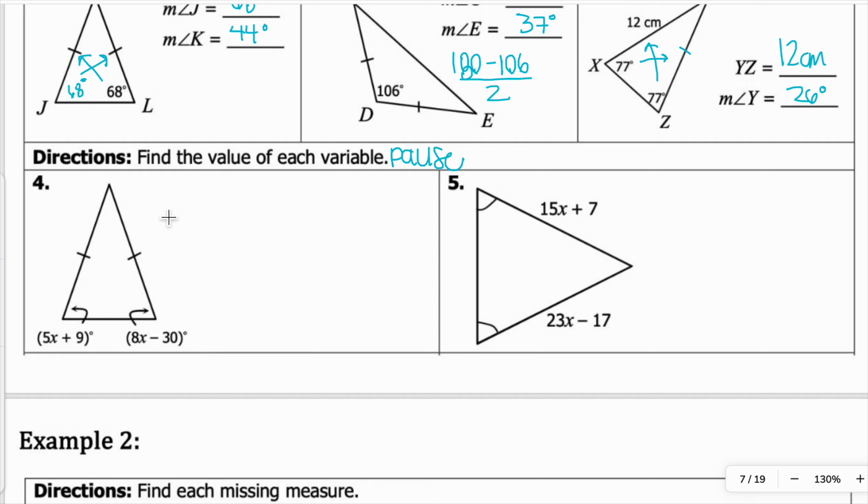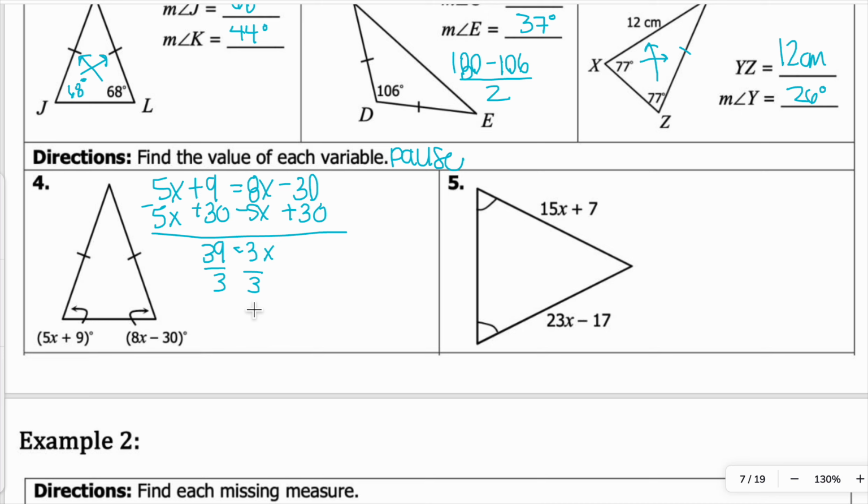So in number 4, this is an isosceles triangle, which means angles are matching. So I'm going to say 5x plus 9 is equal to 8x minus 30. Again, I'm going to focus on moving my smallest variable, so I don't have to worry about too many negatives, and then moving my constant to the other side. So I'm going to end up with 39 is equal to 3x. Divide by 3, x is equal to 13.